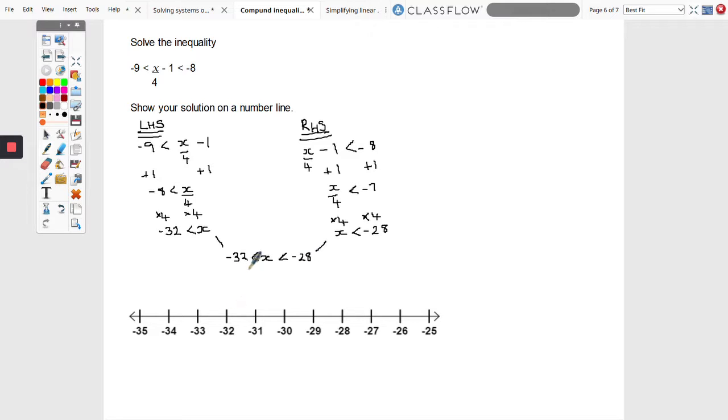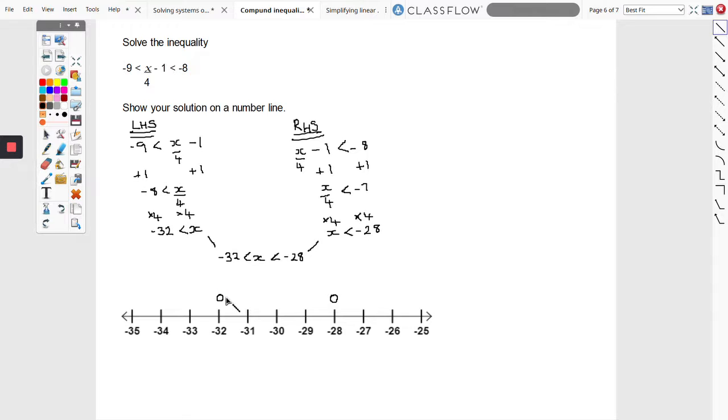Then I can represent that on my number line, and this time, because I've just got less than or greater than signs, I'm going to use an open circle at minus 32 and an open circle at minus 28 to show that those are not included in the range of values that satisfy the inequality. And just join them up again with a straight line, and we have a representation of the solutions of that inequality.